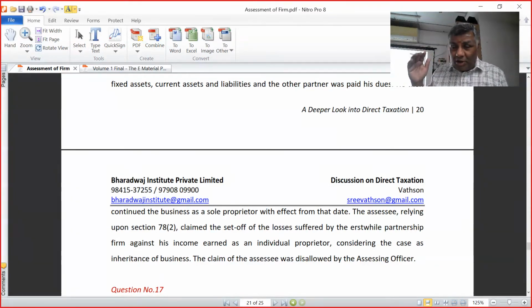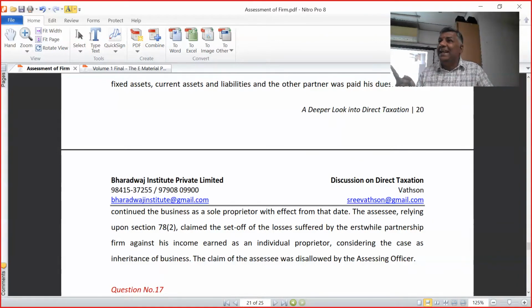Dissolution of a firm, the loss of the firm can be only carried forward by the firm. Okay? So please understand this answer. When we come to assessment of individuals, just giving you a glimpse: Mr. X, an individual, had losses. He dies. His wife, spouse, continues the proprietary firm. Can the losses be taken over? Yes. Section 78 we will read.